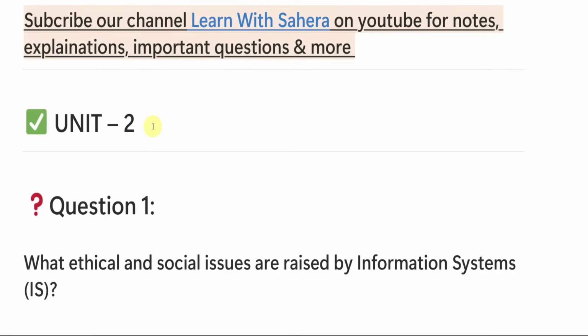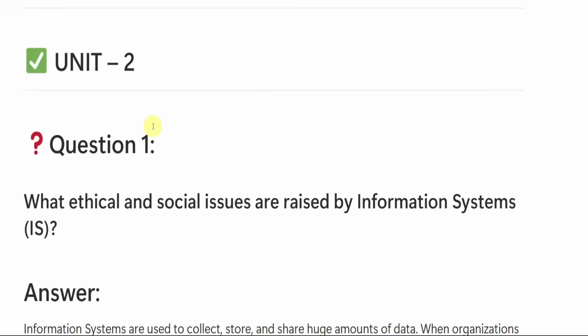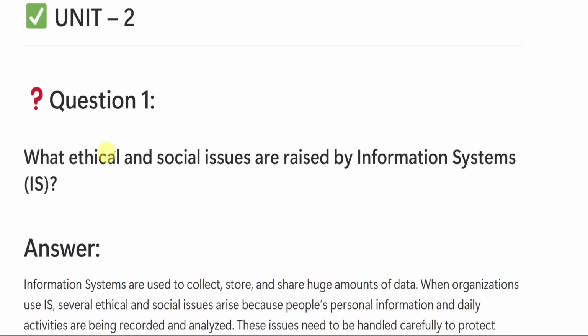Keeping this aside, let us get started with our unit 2 explanation. In unit number 2, the first topic or question is, what ethical and social issues are raised by information systems?